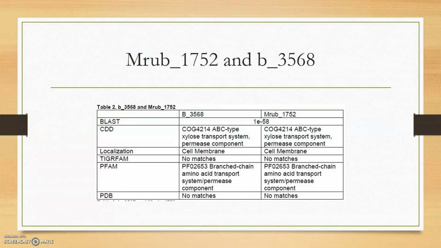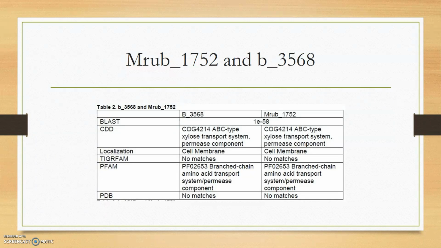Additionally, localization showed both of them were embedded in the cell membrane, which is believable, as the CDD hit shows that it is the permease component of the ABC type xylose transport system. That's COG4214. The PFAM supported that. PF02653 showed it was a branched chain amino acid transport system.